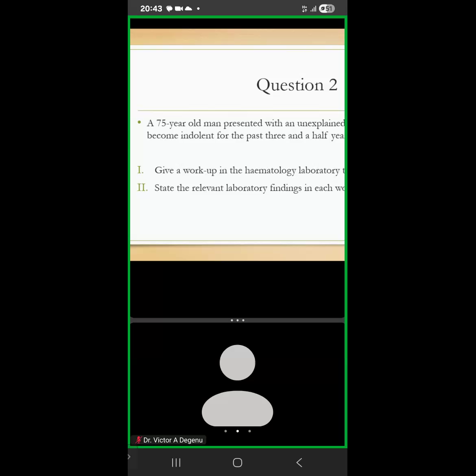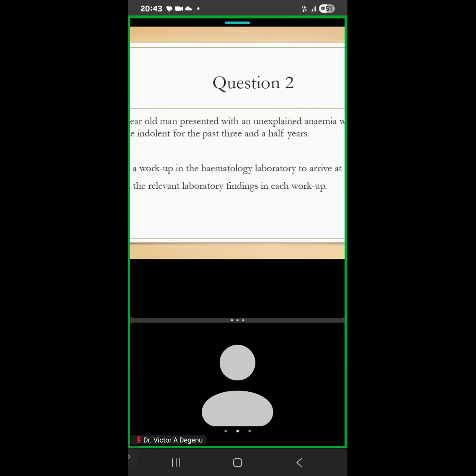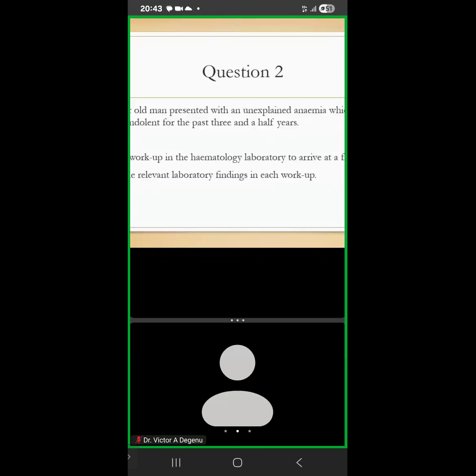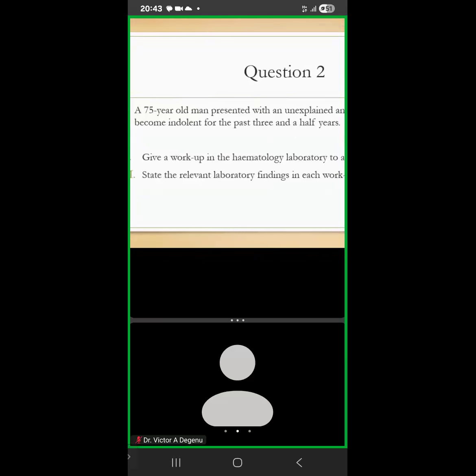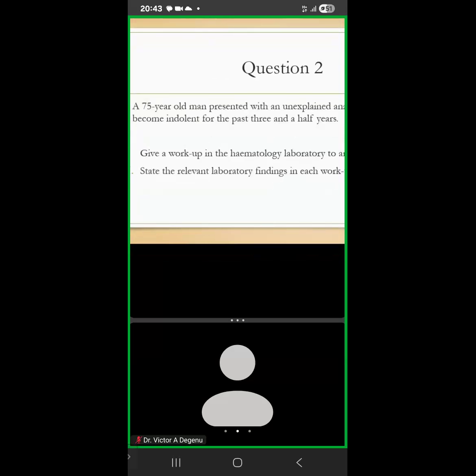A 75-year-old man presented with unexplained anemia, which had become indolent for the past 3.5 years. Someone has anemia. An old man, 75 years old, has anemia, and this anemia has remained with him for the past 3.5 years. Whatever you do, it is not working. That is what indolence means.